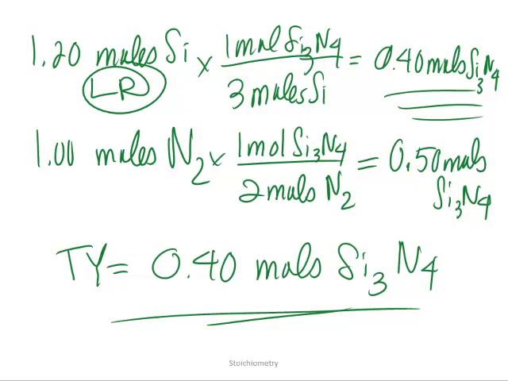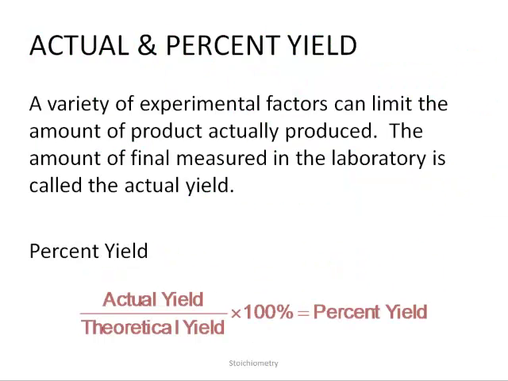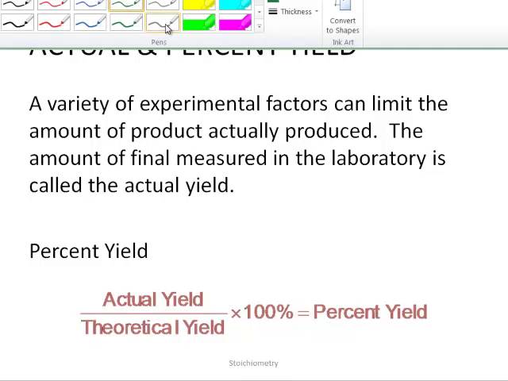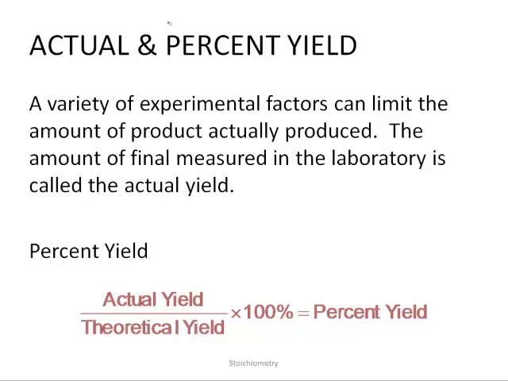Okay, so as I said, that's our theoretical yield, but of course, due to a variety of experimental conditions, we're probably not going to be able to make our theoretical yield. We're going to produce somewhat less than that, and that is referred to as our actual yield. So a very convenient way to illustrate the relationship between actual yield and theoretical yield is to calculate our percent yield. We do that by dividing our actual yield by the theoretical yield and multiplying by 100%.